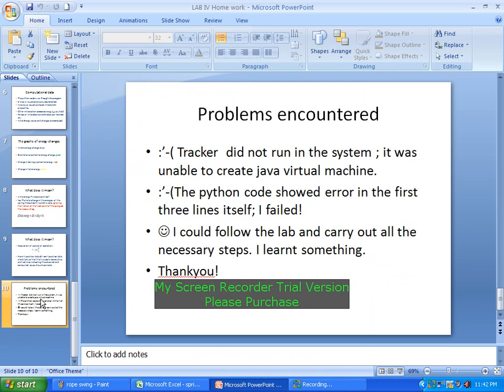I encountered the following problems. The tracker did not run in my system. It was unable to create a Java virtual machine. I used another PC, used tracker and uploaded that .csv file into my system. But the Python code showed error in the first 3 lines itself. I failed to get the graph, but I am happy that I could follow the lab and carry out all the necessary steps in the coding. I learned at least something.